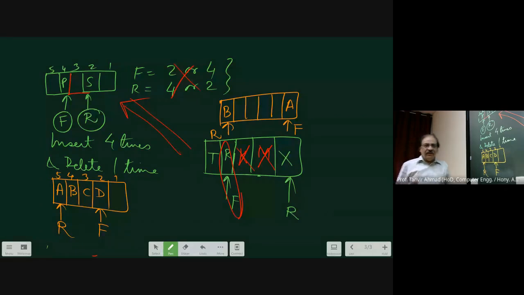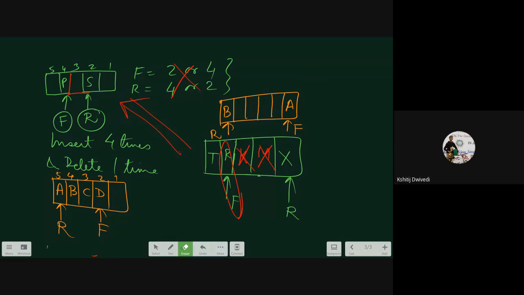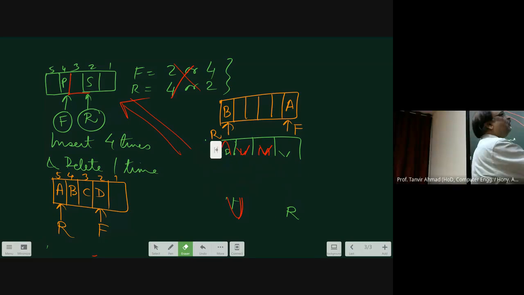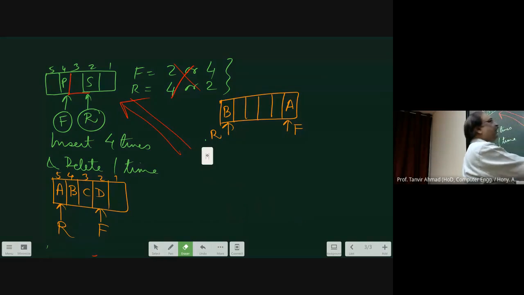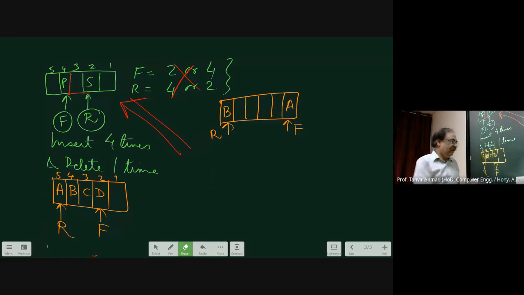But tell me, first, is it practically possible or not possible? No. Why no? That is the answer I want. You may be correct. Tell me why this is not correct.